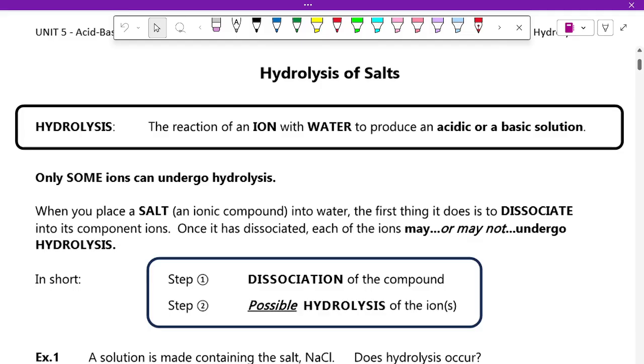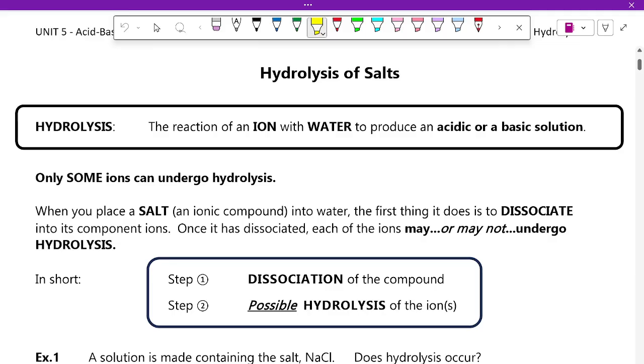Hydrolysis is just the reaction of an ion with water to produce an acidic or basic solution. Were we just doing things with ions and reacting them with water to get a basic solution? Yes. Would you know how to take NH4 and react it with water to get an acidic solution? Probably. That's all that hydrolysis is. Okay, so it's nothing to do with the biology hydrolysis.